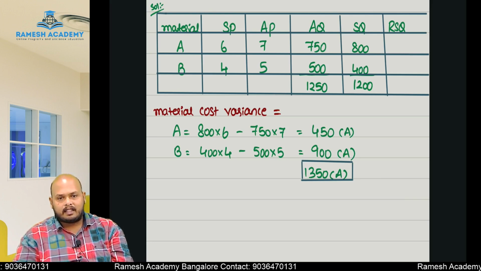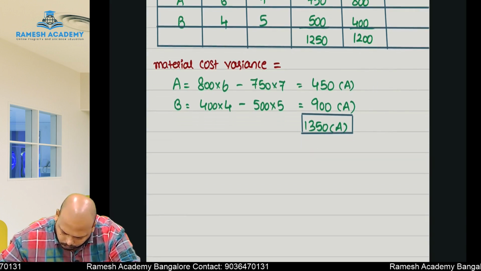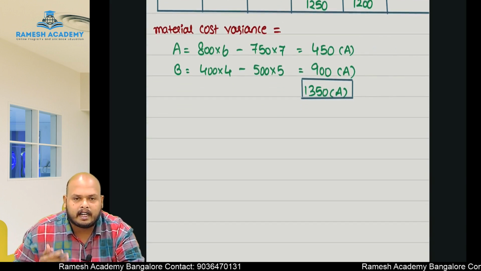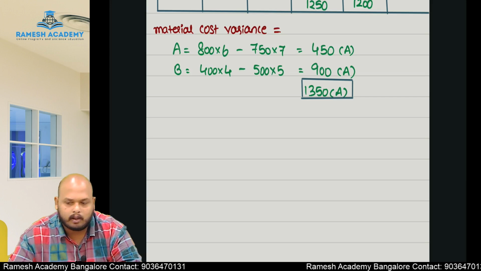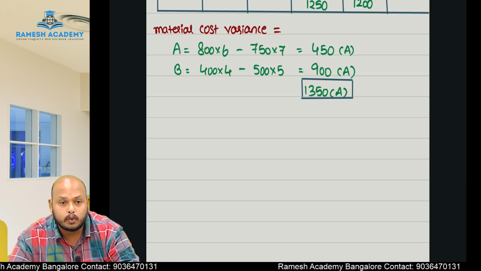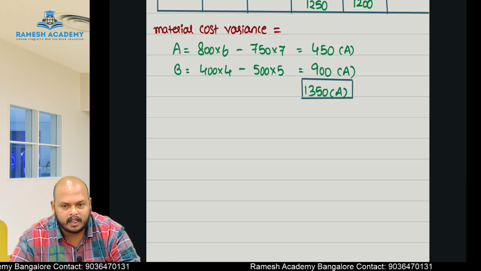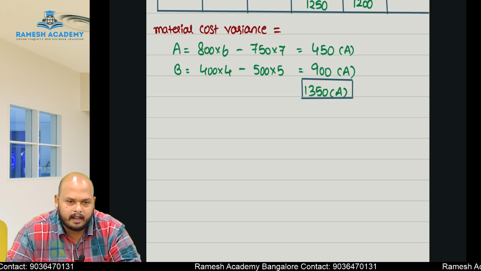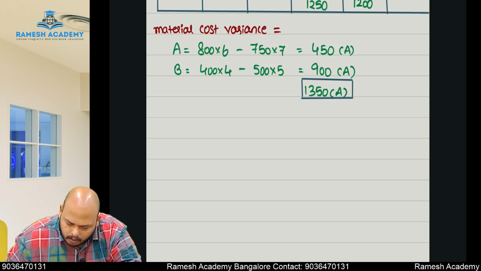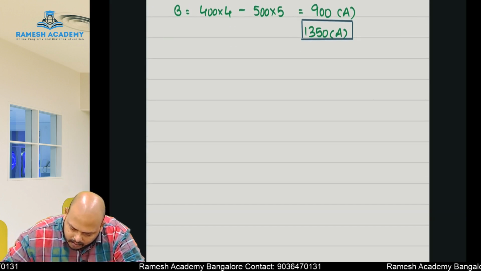Here, when we analyze the price, that is called a material price variance. When we analyze the quantity, we will call it a material usage variance. Why? Because quantity we will consume. That is the reason the name is material usage variance. So let us further analyze this.